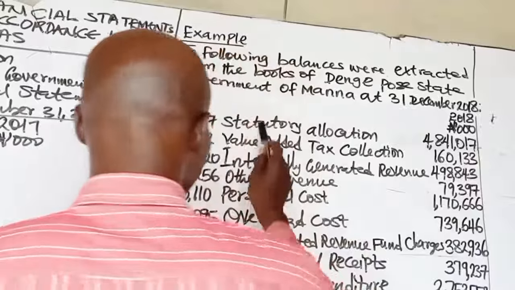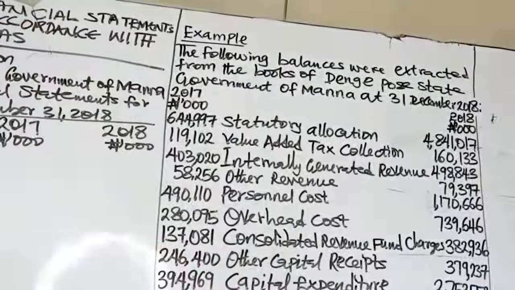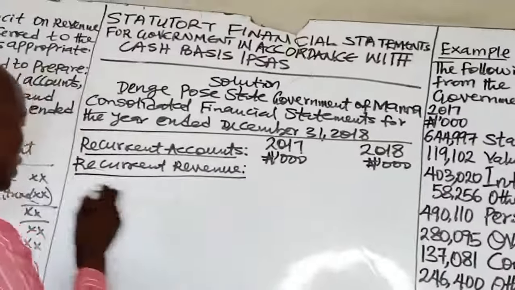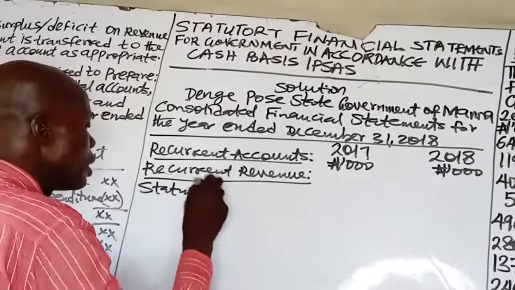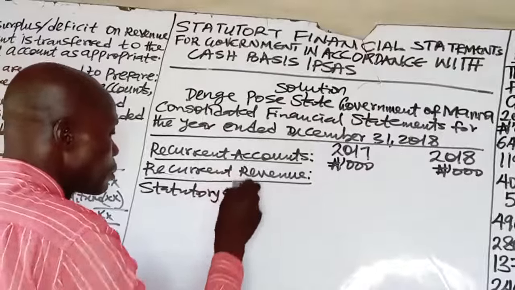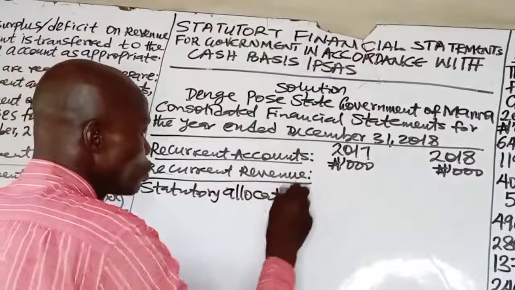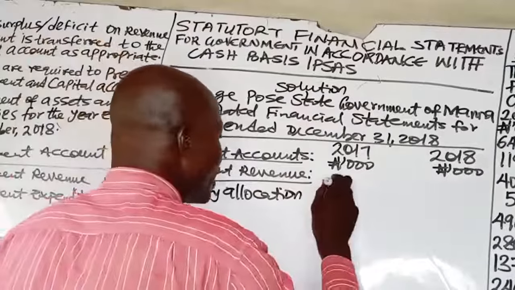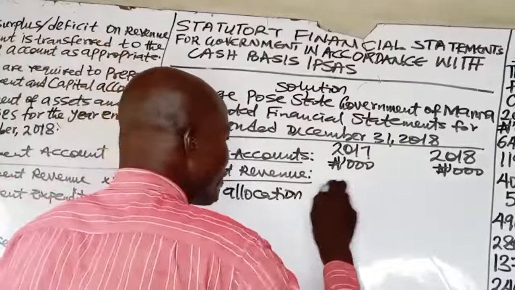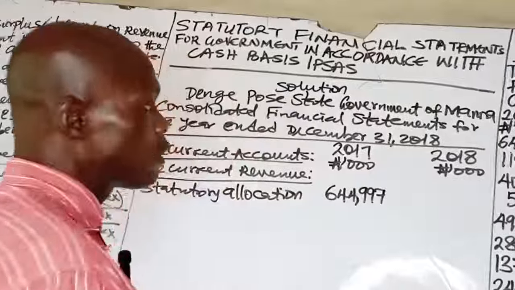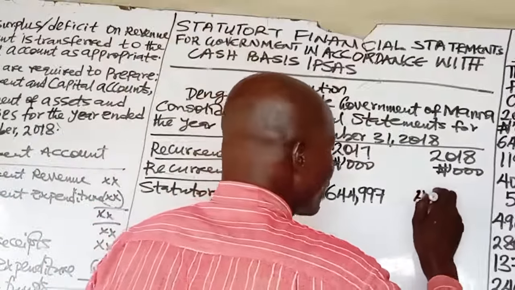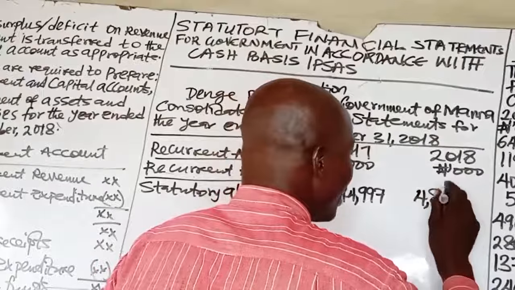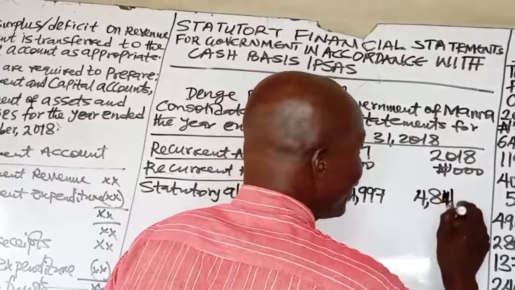4,841,017. So statutory allocation. We have statutory allocation. 2017 amounted to 644,997. Then that of 2018 is 4,841,017.